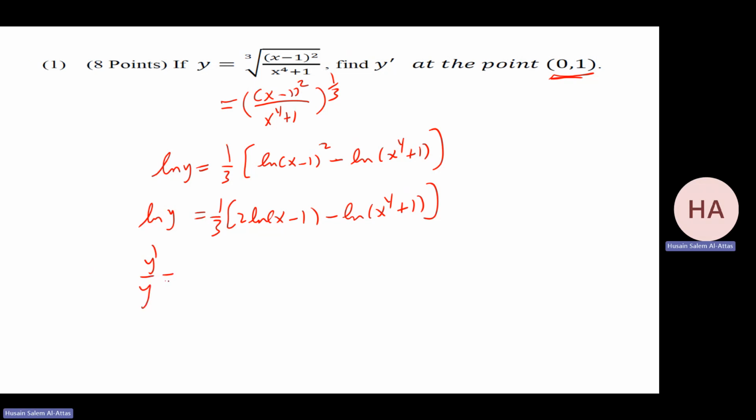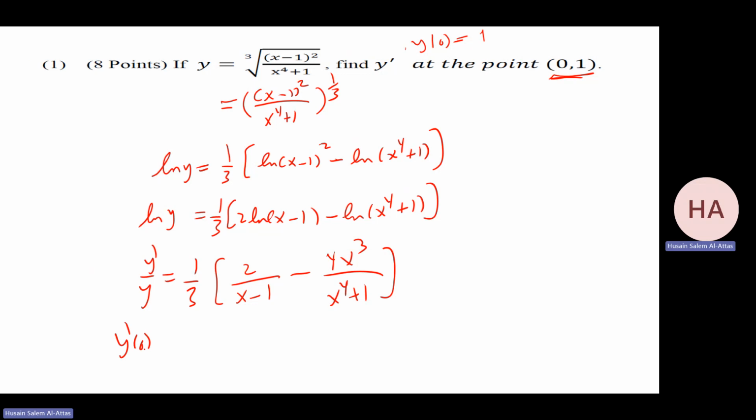So y prime over y, derivative, that will be 2 over x minus 1, minus 4x cubed over x to the power 4 plus 1. What is y at 0? Y at 0 will be 1 over 1, which is 1. So y prime at 0 will be y at 0 times this 1 over 3. At 0, I have minus 2 minus 0. This is 1, so it will be minus 2 over 3.